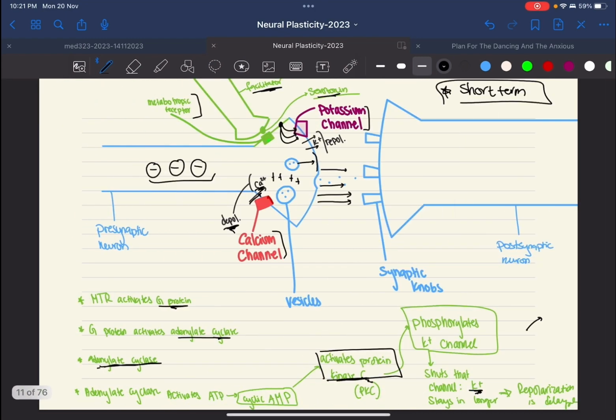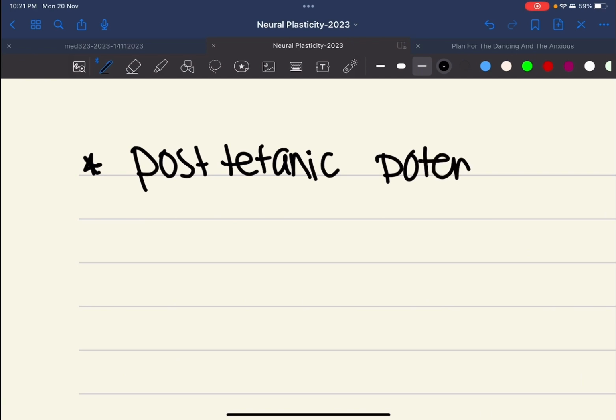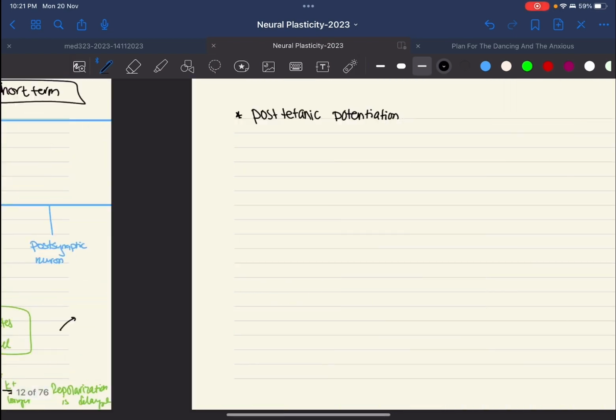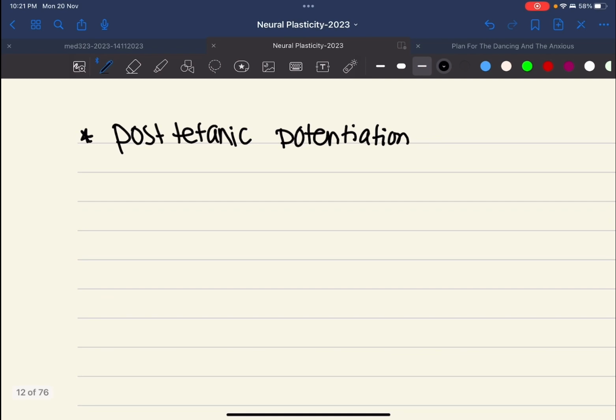All right, so that was the first mechanism that is used by short-term memory. The second thing we're going to be talking about that is also used by short-term memory is post-tetanic potentiation. This one's a little easier to explain because it doesn't have any crazy mechanisms that you're supposed to know. All you have to know is that it's a short-term boost in the strength of communication.